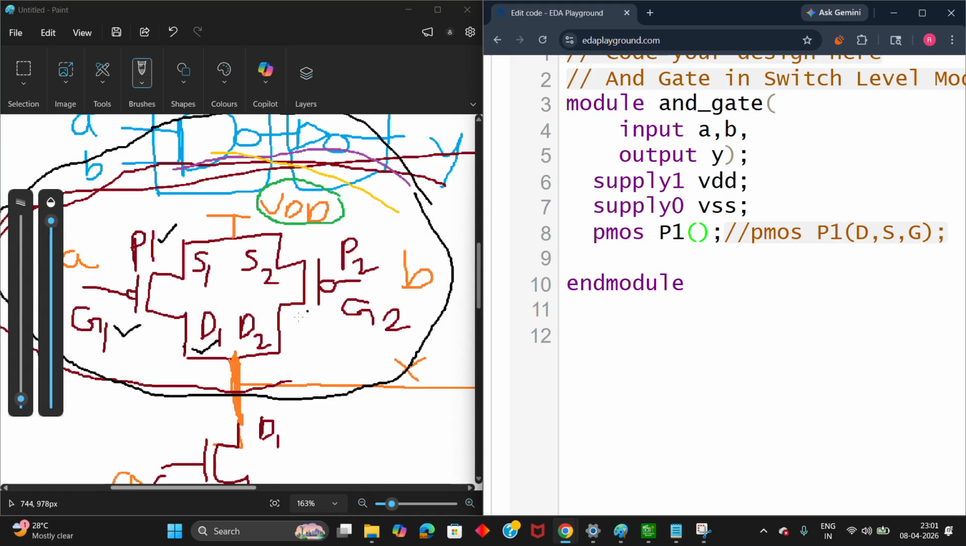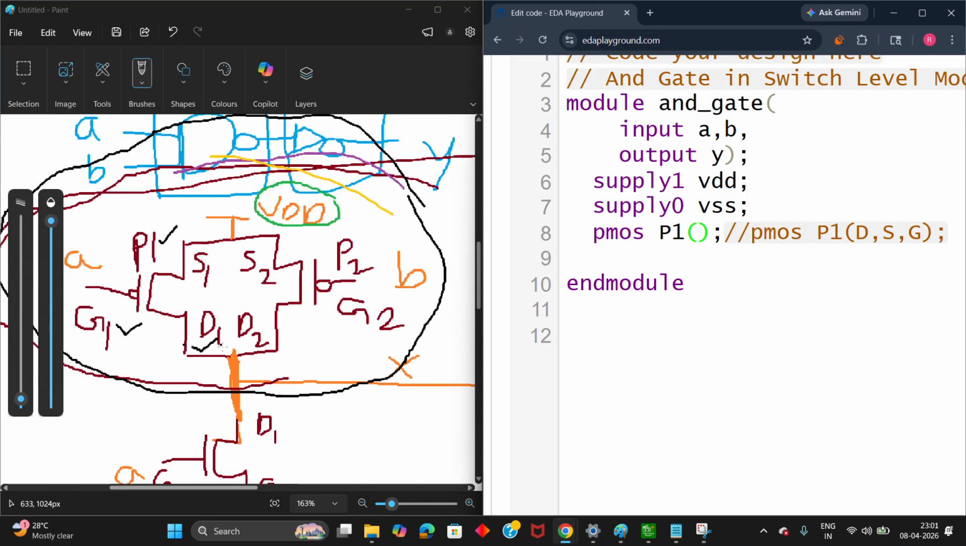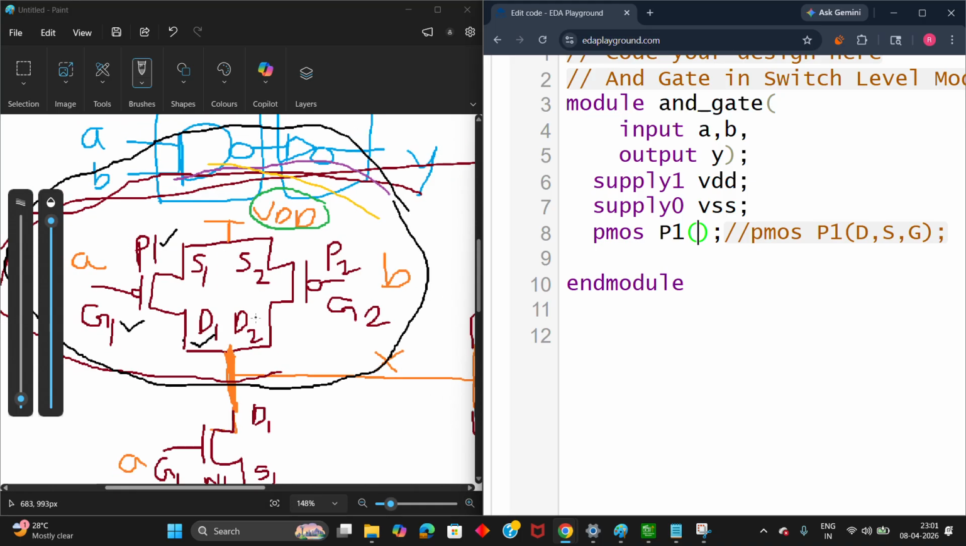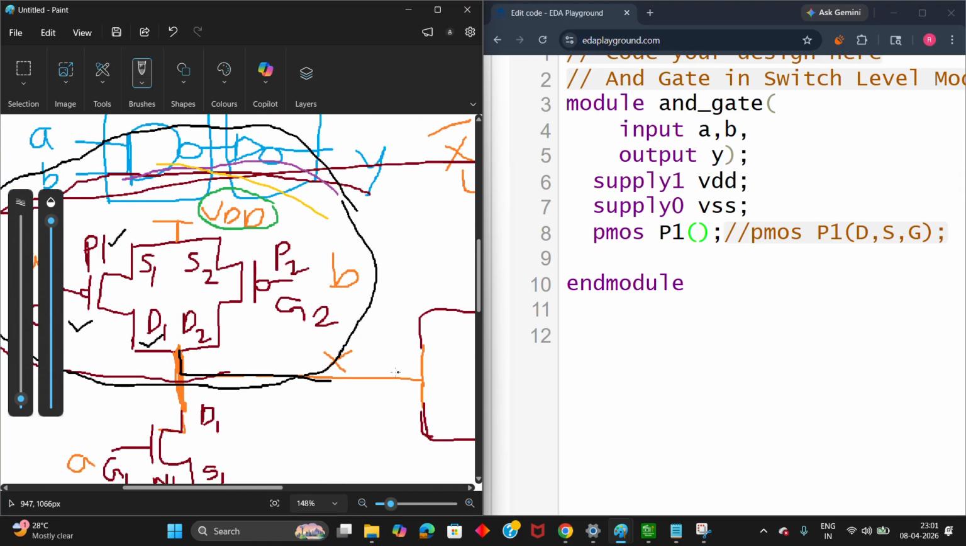so for the drain D1, what is connected? For the drain D1, D2 is connected. Okay, and we have taken this common point and we have given it the name X, right? Is there X in our declarations? We have A, we have B, we have Y, we have VDD, we have VSS. Is there X? No, right? So we need to declare it.